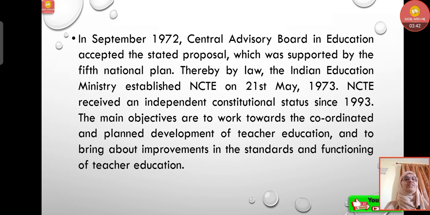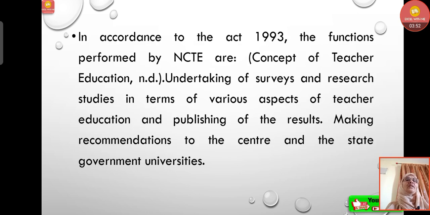The main objectives are to work towards the coordinated and planned development of teacher education and to bring about improvements in the standards and functioning of teacher education. Now, in accordance with the Act 1993, the functions performed by NCTE are conducting surveys and research studies in terms of various aspects of teacher education and publishing the results, making recommendations to the center and the state government universities.